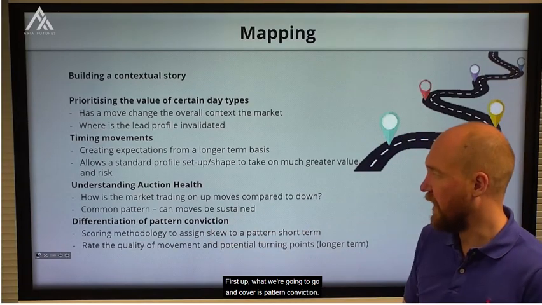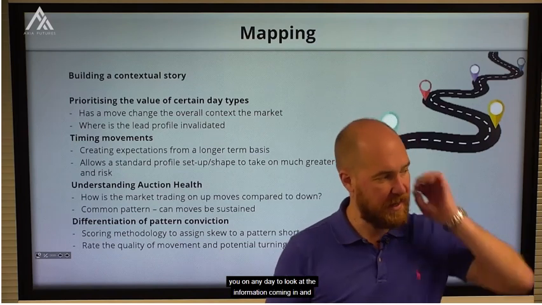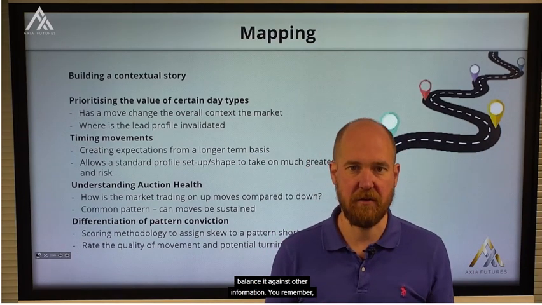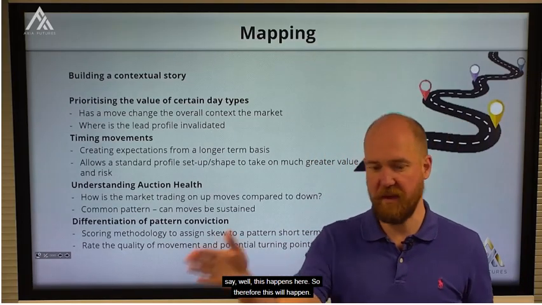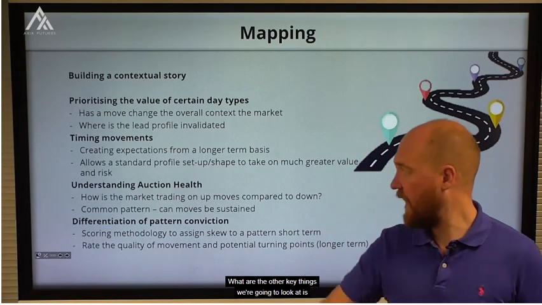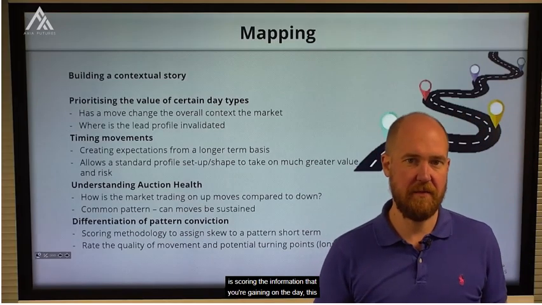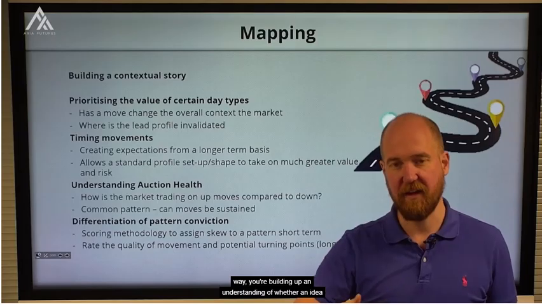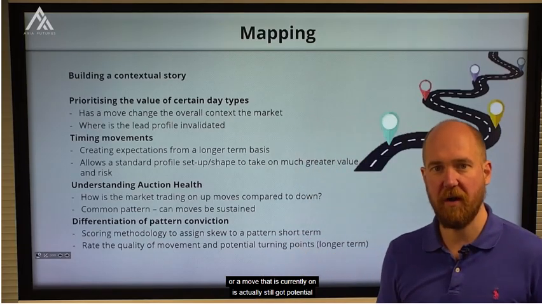First up, what we're going to cover is pattern conviction and a way of trying to differentiate this. This allows you on any day to look at the information coming in and balance it against other information. Remember, trading is not a job of being able to talk in absolutes and say, well, this happens here, so therefore this will happen. One of the other key things we're going to look at is differentiation and pattern conviction. What I mean by this is scoring the information that you're gaining on the day. This way, you're building up an understanding of whether an idea or a move that is currently on still has potential in it.